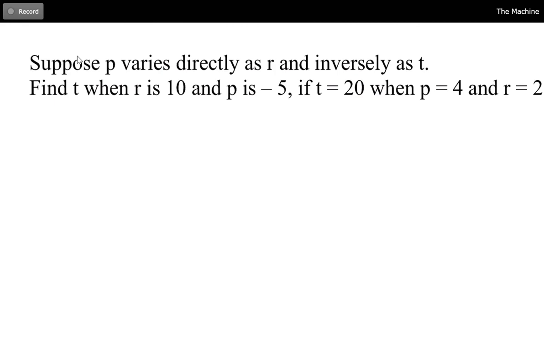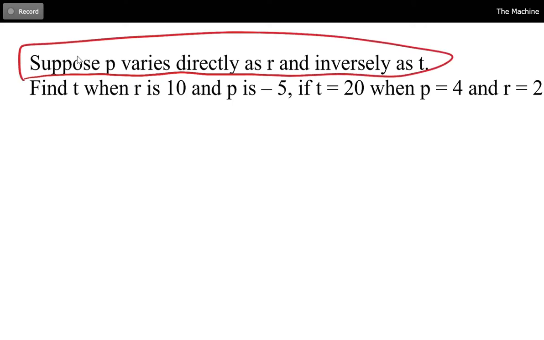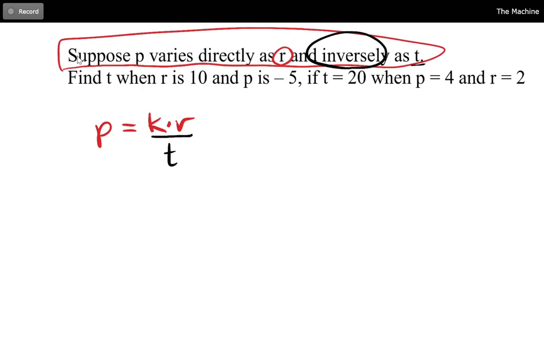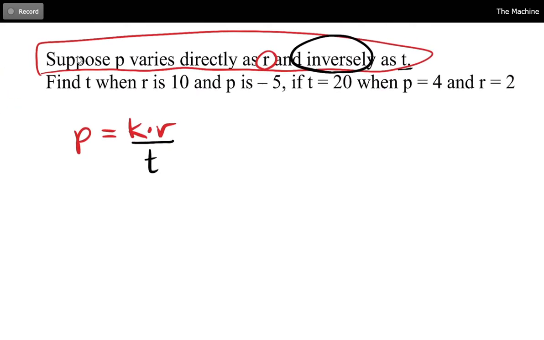Suppose P varies directly as R and inversely as T. I've got to translate that. P varies directly, which means it's equal to a K. Don't forget your constant. Directly means times. Times what? R. But then it says here inversely as T. So it's divided by now T. All in one package. Okay, there we go.